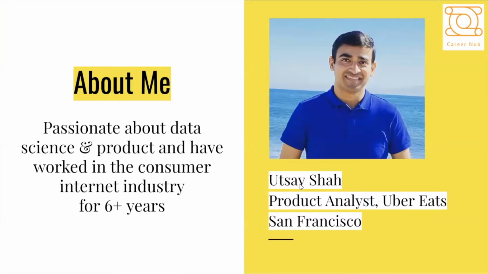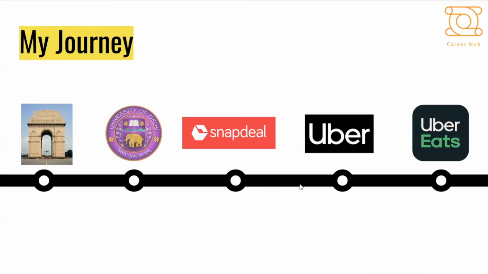A quick intro about me. I'm Utsav Shah. I'm currently a product analyst at Uber Eats in San Francisco, California. I'm extremely passionate about data science and product and have worked in the consumer internet industry for the past 6 years. Here's a quick recap of my journey. I grew up in New Delhi, studied engineering from Delhi University. I've worked in e-commerce, ride sharing, and food delivery tech.